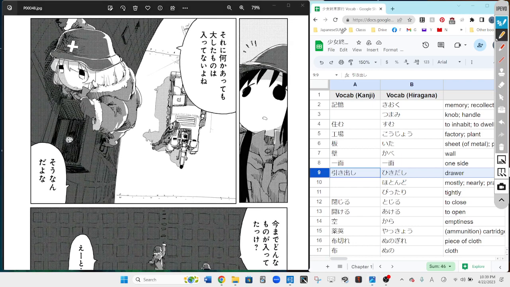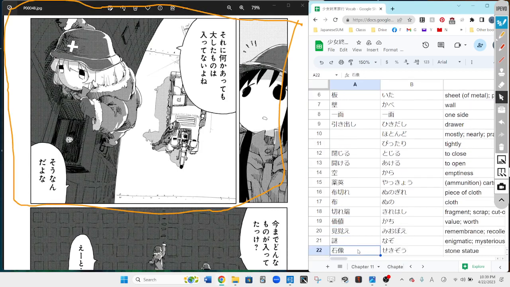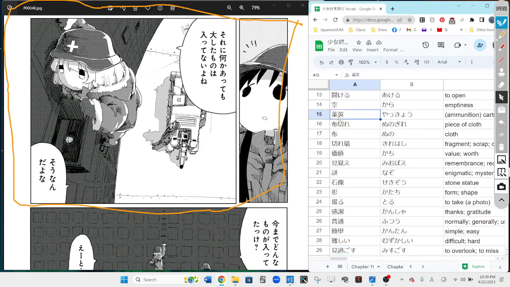And when you can see it, Cookie, next two bubbles will go to you. それに何かあっても、大した。No voicing. Oh, okay. 大したものは、入ってないよね。Is it 入ってないのよね? I think it's an ite. It's never ite. Ite only shows up in basically set phrases, and that is not a set phrase, so it's not going to be ite.